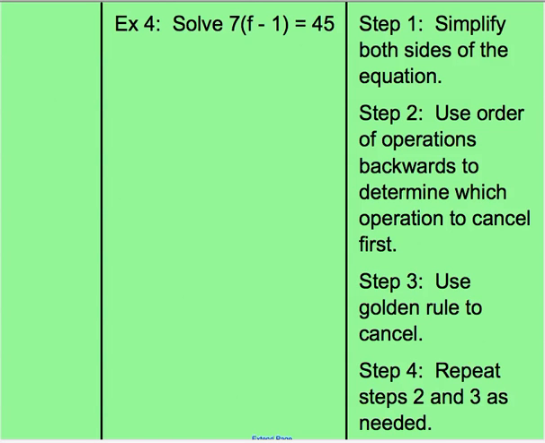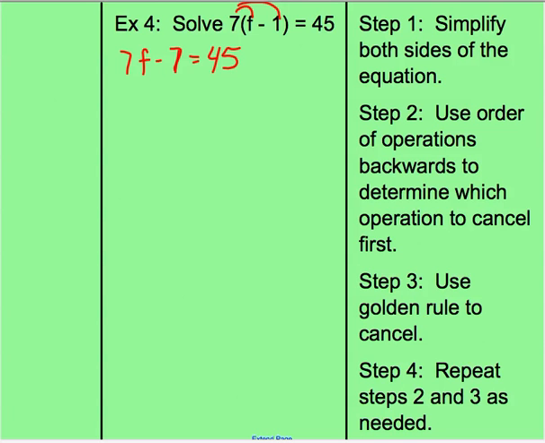So I'm going to follow step 1, simplify by using distributive property. By the way, because 45 is not a multiple of 7, I know that my answer will be a fraction, but by distributing first, I will get my fraction on the last step instead of on the first step. And then I don't have to work with the fraction the whole way that I'm solving the equation. So 7 times f is 7f. 7 times negative 1 is negative 7.